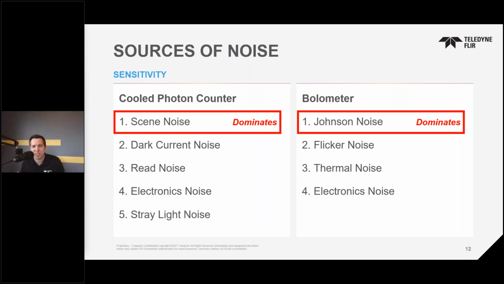Since bolometers are sensitive conductive elements, you can see how this could be a large contributor to noise in a bolometer system. The other noise sources that you see listed here are typically negligible to system performance in the vast majority of applications. So for the sake of brevity, we're going to move on now to what sensitivity is not.